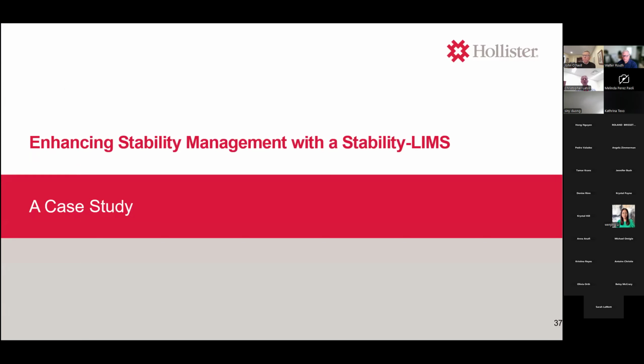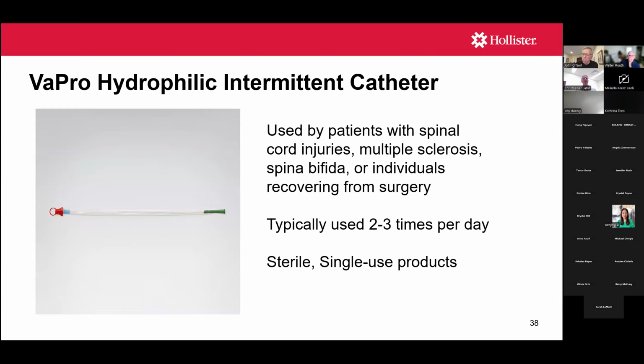So now moving to a case study. This is a real world example of how we used stability LIMS for our application. Again, at the beginning of the presentation, I talked about our products. This is really our flagship product here. This is a Vapro hydrophilic intermittent catheter. It's a disposable, single-use device, typically used 2 to 4 or 5 times a day by spinal cord injured patients that have to self-catheterize in order to urinate.